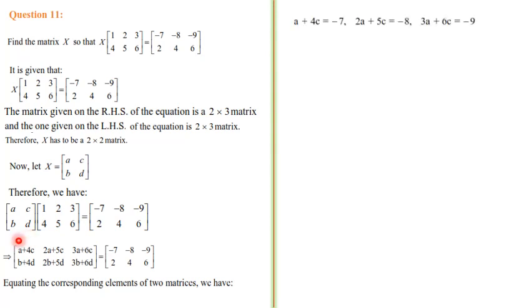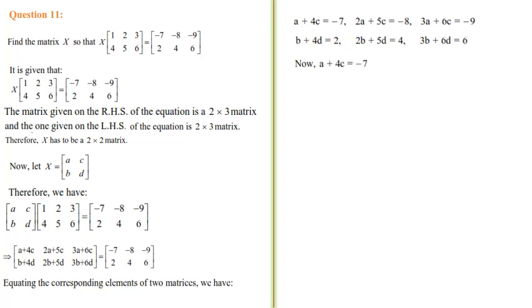The first element A plus 4C must be equal to minus 7, that is what is written. And the next element 2A plus 5C must be equal to minus 8. Next 3A plus 6C equal to minus 9. And another set of equations, B plus 4D must be equal to 2, that is here. Next is 2B plus 5D equal to 4, that is here. Next is 3B plus 6D equal to 6, that is mentioned here.